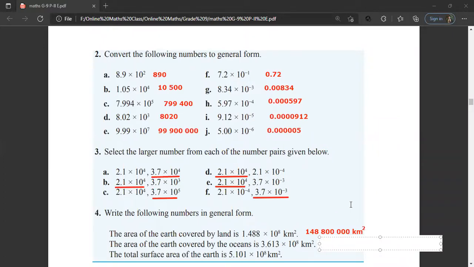361,300,000. Yes, same thing, no? Here, 361,300,000 kilogram. Sorry, kilometers, very sorry. Square kilometers, that means square kilometers, right? Earth covered by the ocean. Yes, next one.